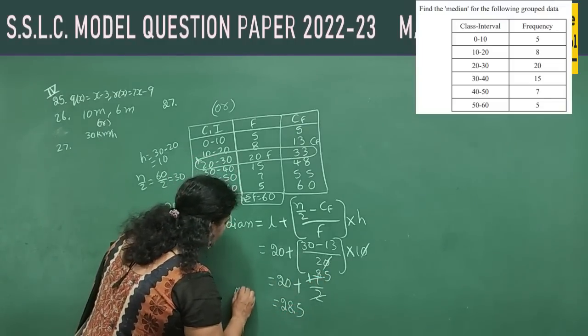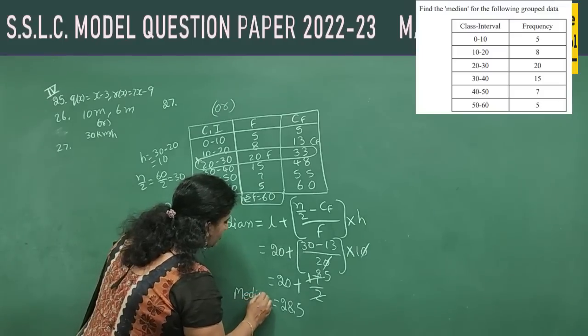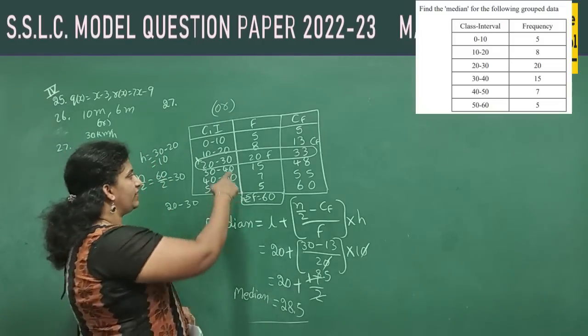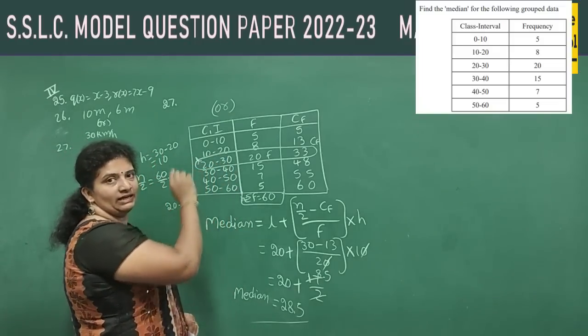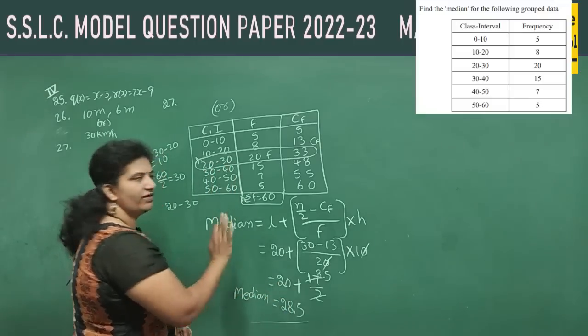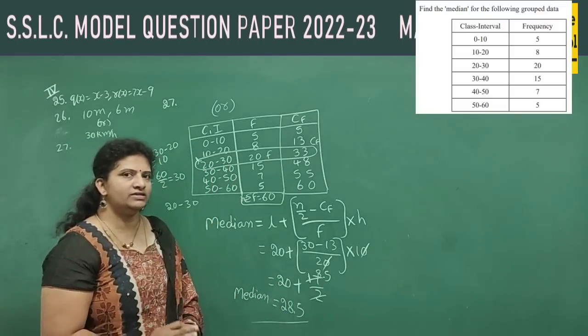28.5 is the median. See, you can check whether your answer is right or wrong. That answer should be there in the median class interval. Right? 20 to 30, 28.5 will be there. So what you have done is right.